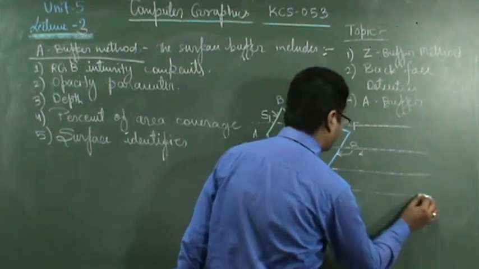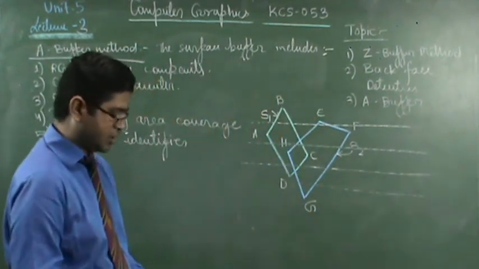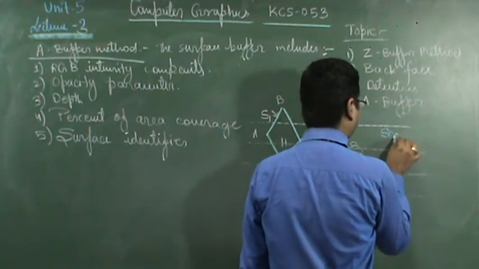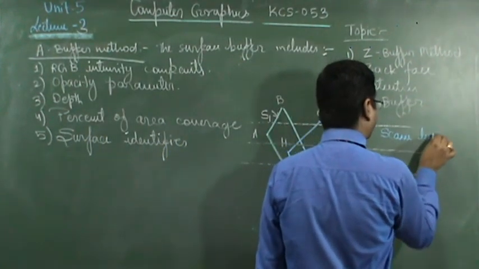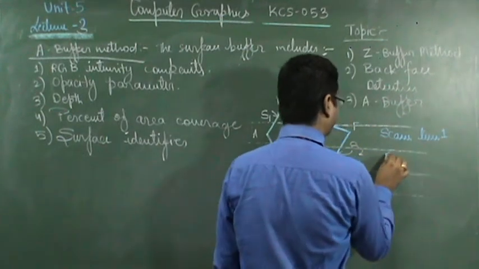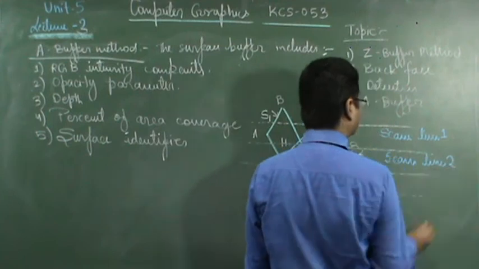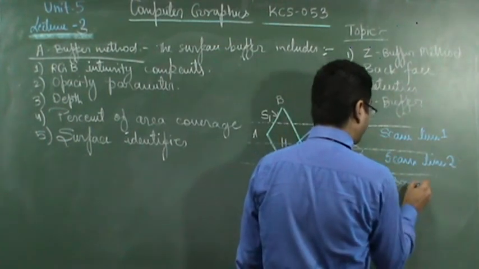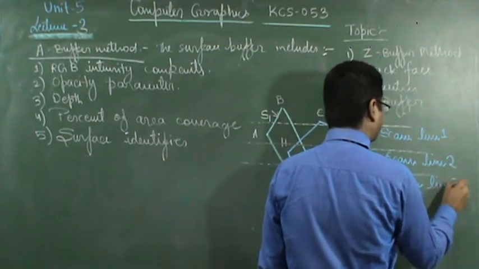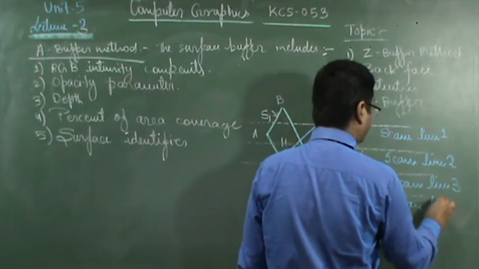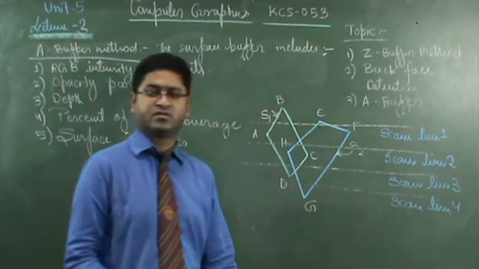Then the scan lines. What are these called? These are called the scan lines. This is scan line 1. Here we are having scan line number 2. This is scan line number 3. Here we are having scan line number 4, and so on.